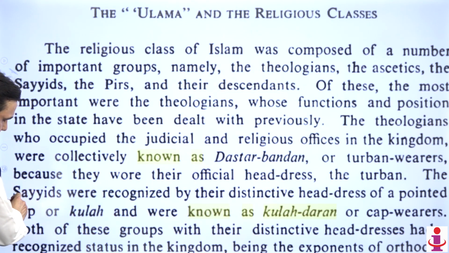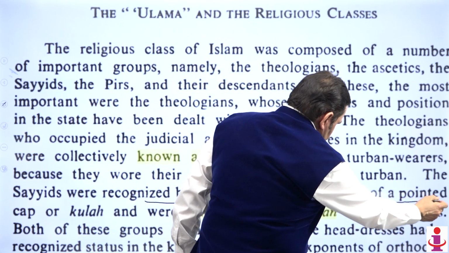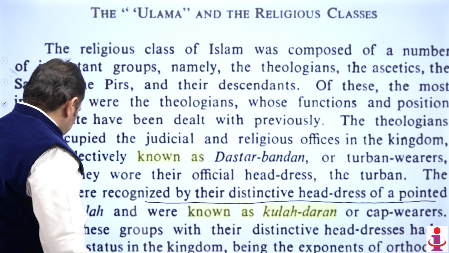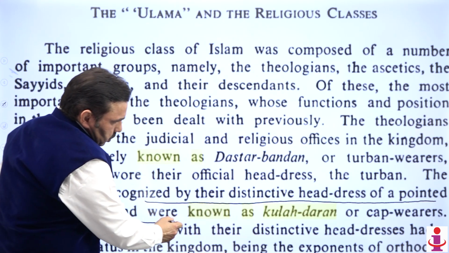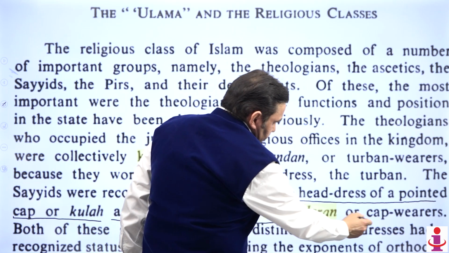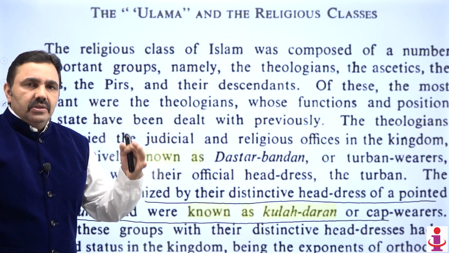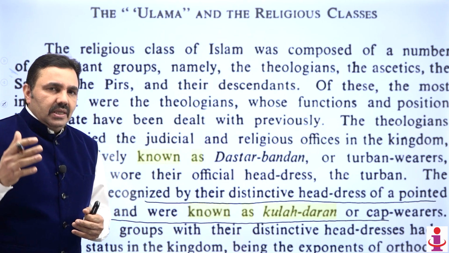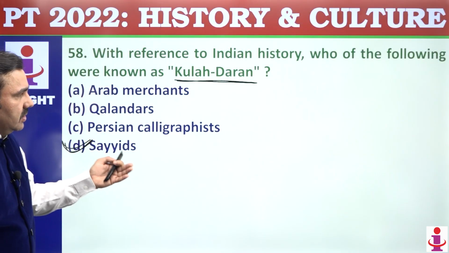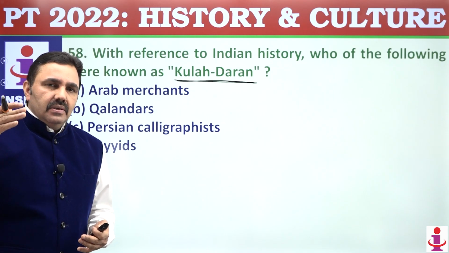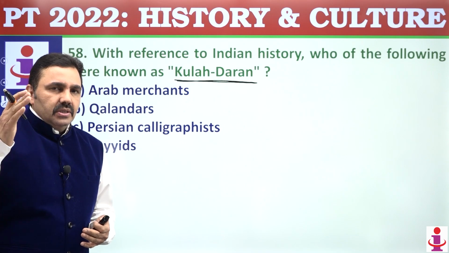Sayyids were recognized by their distinguished headdress, cap or kula, and were known as Kula Dharan, cap wearers. So this is about cap wearers. Sayyids, they're part of the Muslim theologian class. Kula Dharan, cap wearer. Difficult, factual. Such kinds of questions have to be avoided because very few will have the answer. This is a crude, very deep fact.